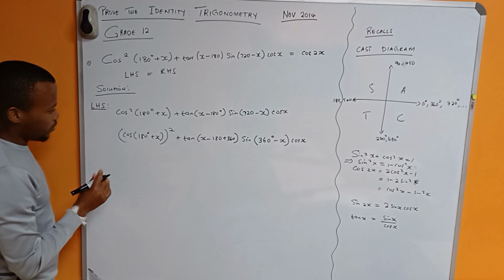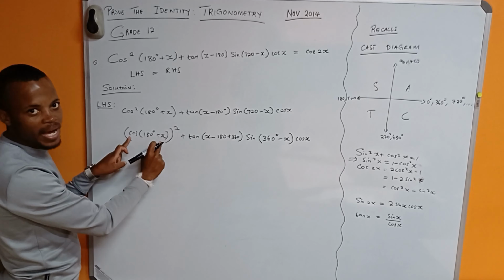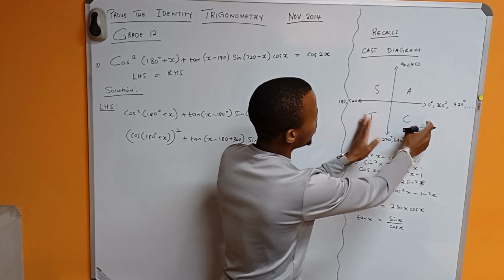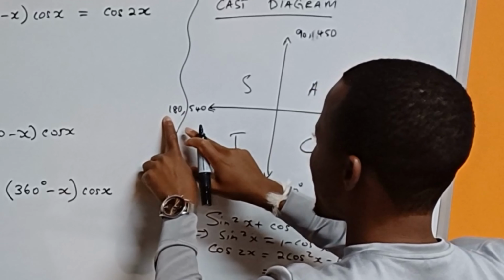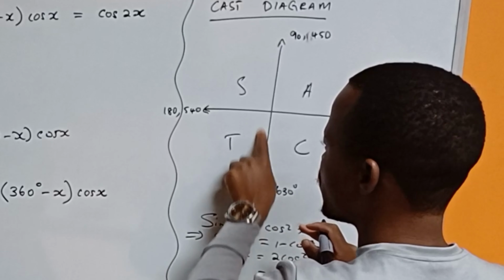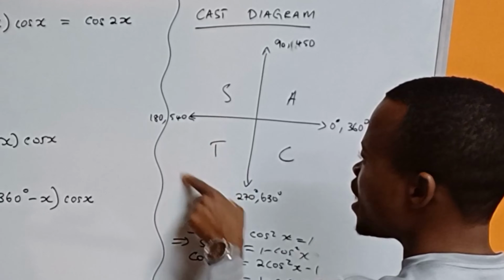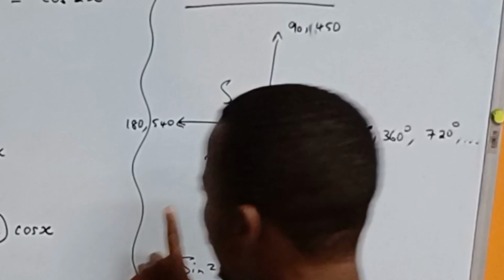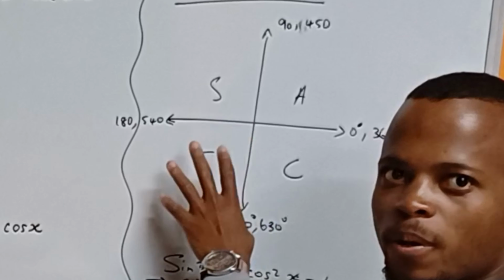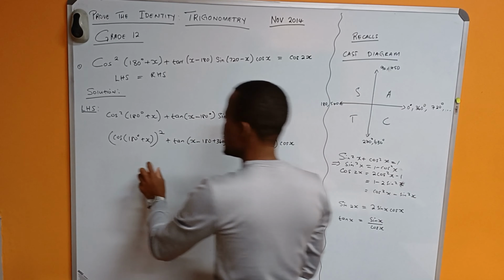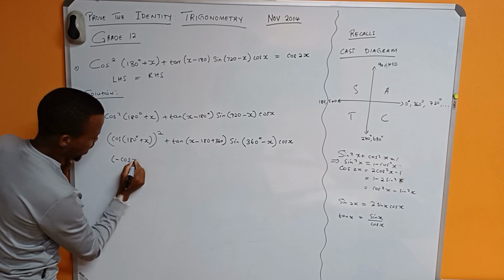All right, we are still continuing. Now we can work with cos(180 + x). So we go to the CAST diagram. This is what you should have in mind. On your CAST diagram, 180 plus means it is in the third quadrant. It's 180 plus, 180 minus. So in the third quadrant we are dealing with cos, and cos in the third quadrant is negative. It's only tan that is positive in the third quadrant. So here you will have minus cos x.